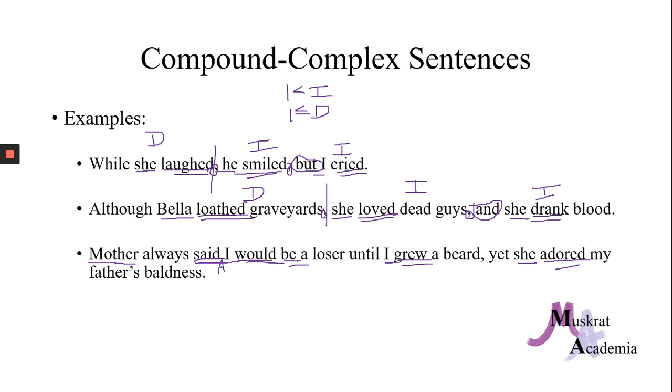Now, this is a bit of a tricky sentence because there's actually an implied word here. There's an implied that: Mother always said that I would be a loser. Mother always said is actually an independent clause. It can stand by itself. That I would be a loser is dependent. Until I grew a beard, comma, stop sign because you also have a conjunction there. So this is another dependent: until I grew a beard, yet she adored my father's baldness. Independent: she adored my father's baldness. So we have independent, dependent, independent: a compound-complex sentence.